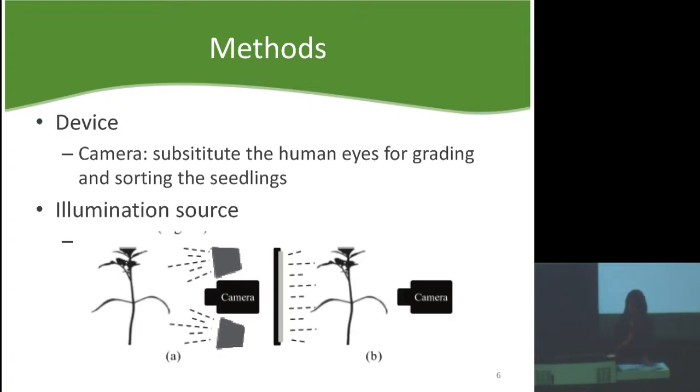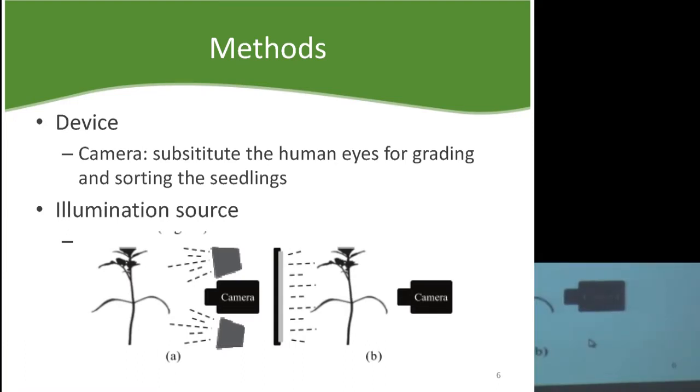In this machine vision system, there are two major categories of artificial lighting source. One, figure A, is lighting the object from its front side, which means from the camera side, so that the required image is visualized to the camera. And figure B is lighting the object from its back side, so that the shadow of the object is visualized to the camera. In this paper, we have to find a suitable one for this study, so both types of lighting source will be tested.